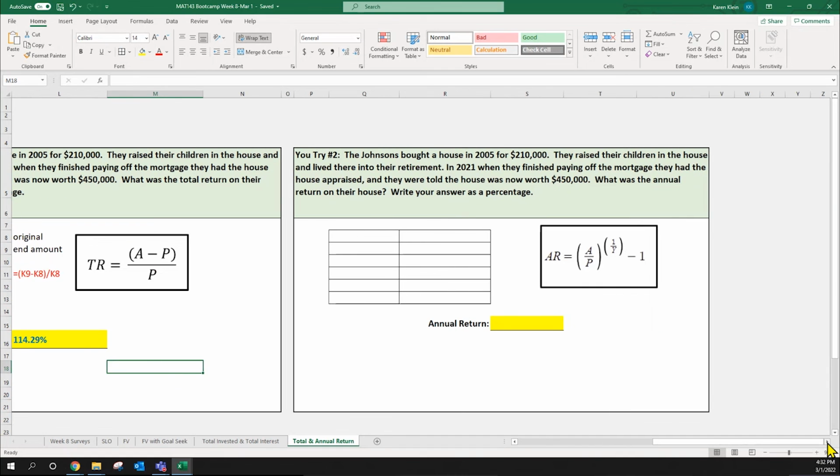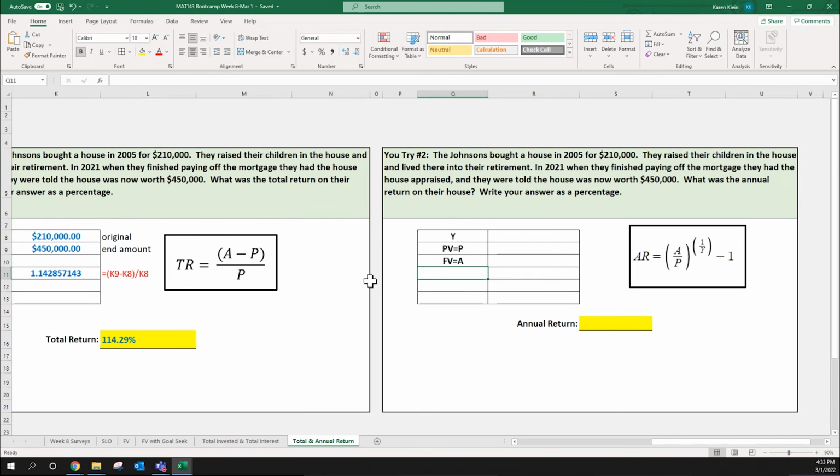All right, you try number 2. It says the Johnsons, it's the same scenario, except now they're wanting us to calculate the annual return. So here we have to have the years. We have our PV, which is P, and we also have our FV, which is A. And I'm just going to copy what I have over here. So we started out with 210, we ended up with 450, and the amount of years is going to be 2021 subtract off 2005. And again, this cell is formatted for a percent, so I'm just going to go change that in the background.